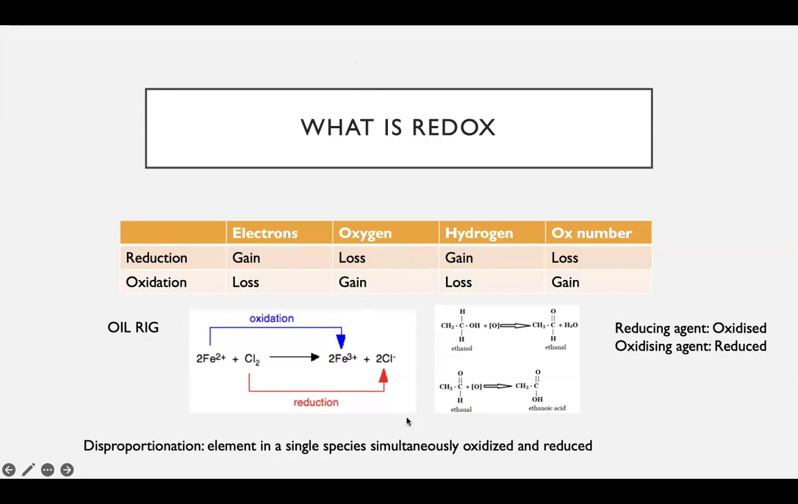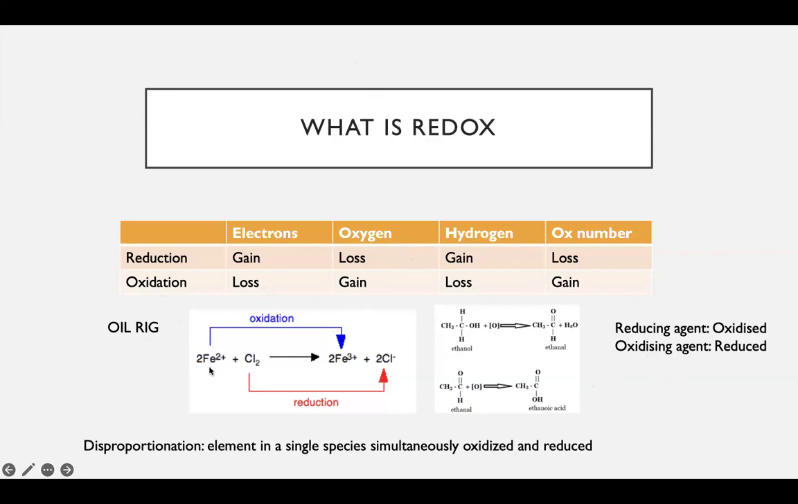A couple more definitions to go through here. This one's quite confusing: the concept of reducing and oxidizing agents. The way to remember this is that a species that is reduced is the oxidizing agent, and a species that is oxidized is the reducing agent. So it's literally the opposite.